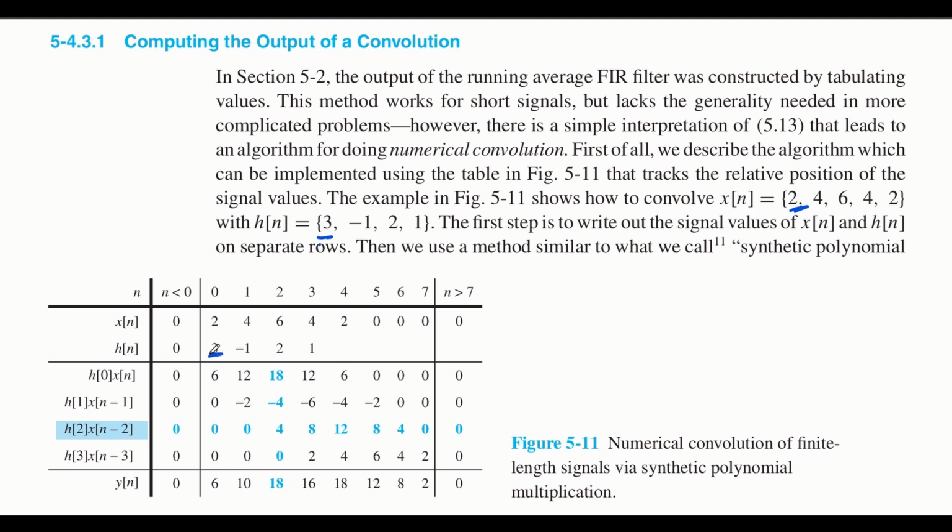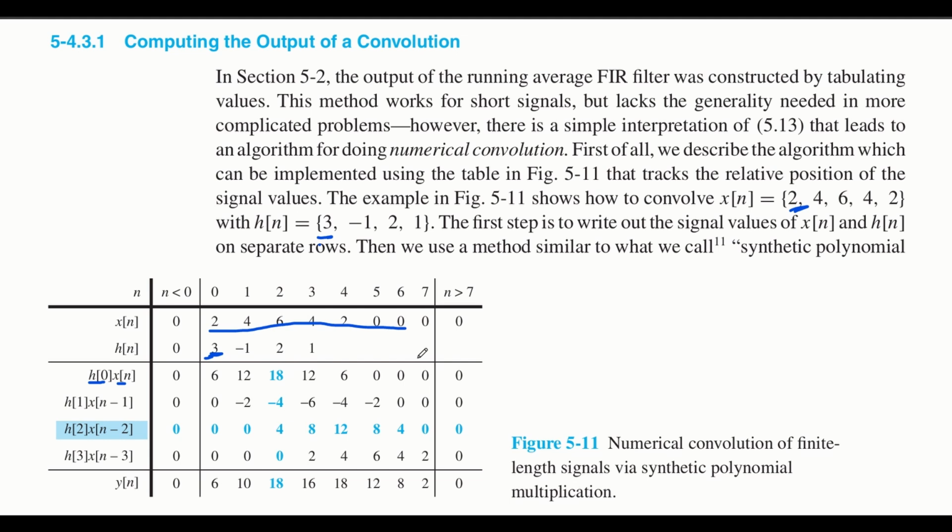Now you realize that h of 0 is the first one. Then you have to multiply it by all of x. So here's h of 0 times x of n, so you multiply it by all of the x. When you multiply, 3 times 2 is 6, 3 times 4 is 12, times 6 is 18. You can go on, you can do this.